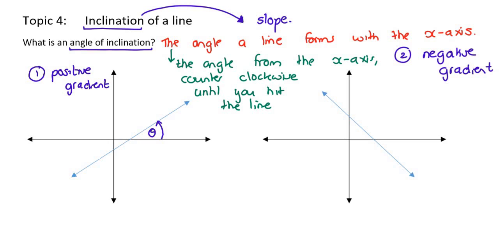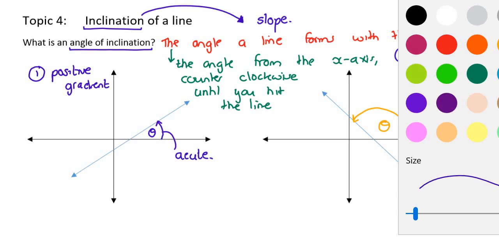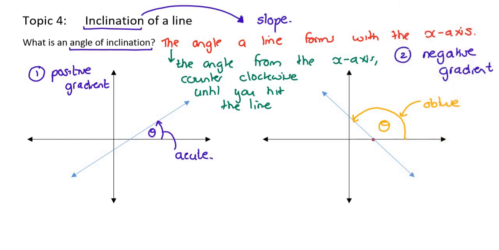So in my negative gradient picture, if I start at the x-axis and I go counterclockwise until I hit the line, that will be the angle of inclination. That doesn't look like a very good theta, so let me draw it again. So that's the angle of inclination. Now notice that that's obtuse, which makes sense, whereas when the gradient was positive, this is an acute angle of inclination. So always start, when you're trying to draw in an angle of inclination, find your x-intercept of your line, move a little bit towards the right, and draw from the x-axis to the line. And that's called your angle of inclination.